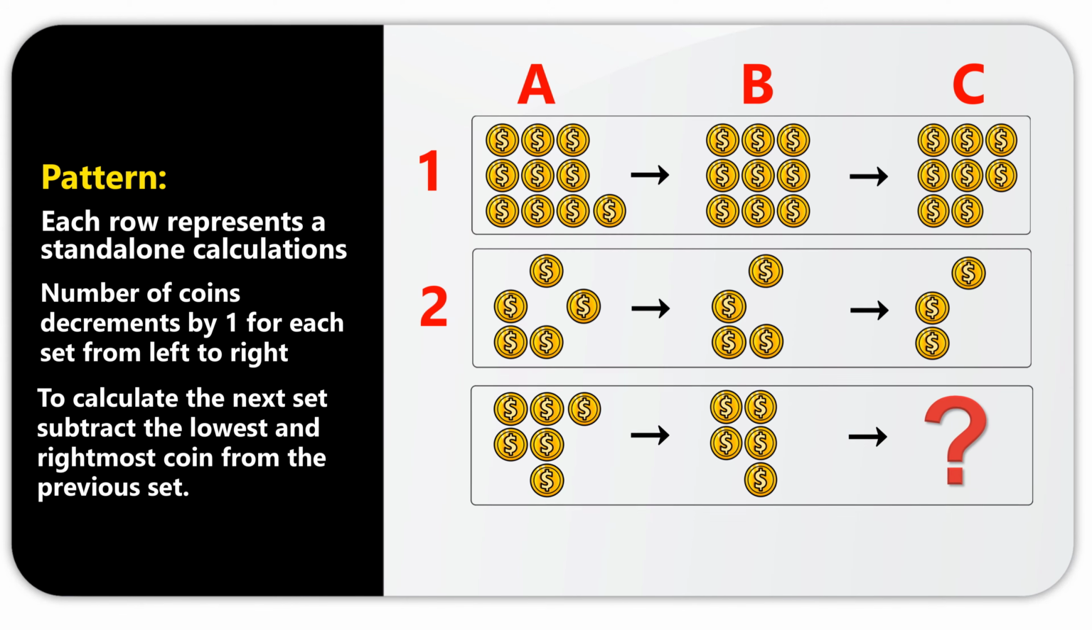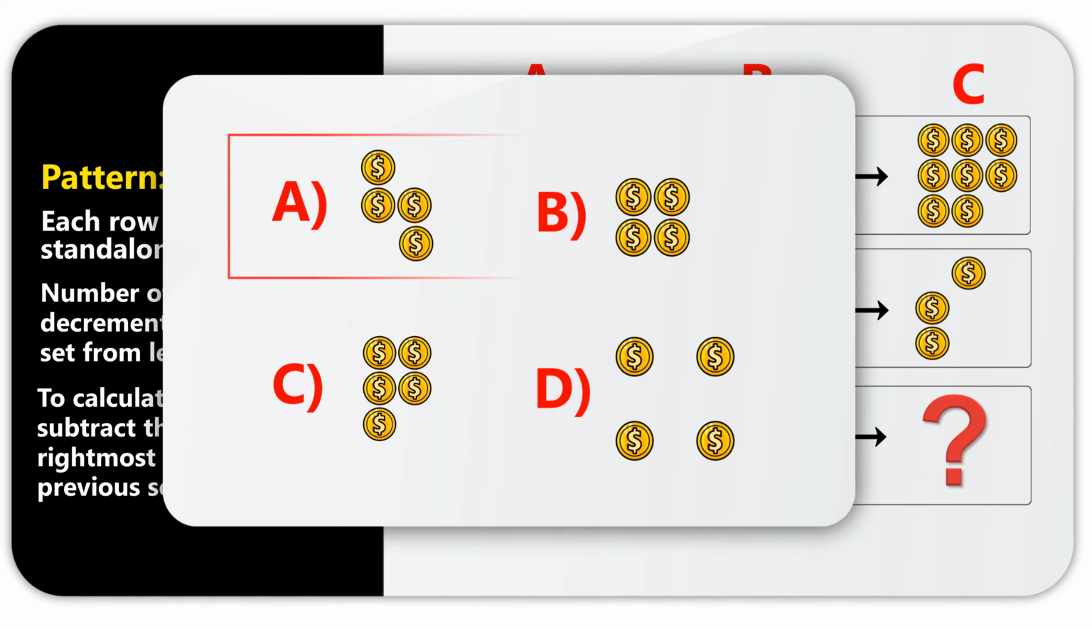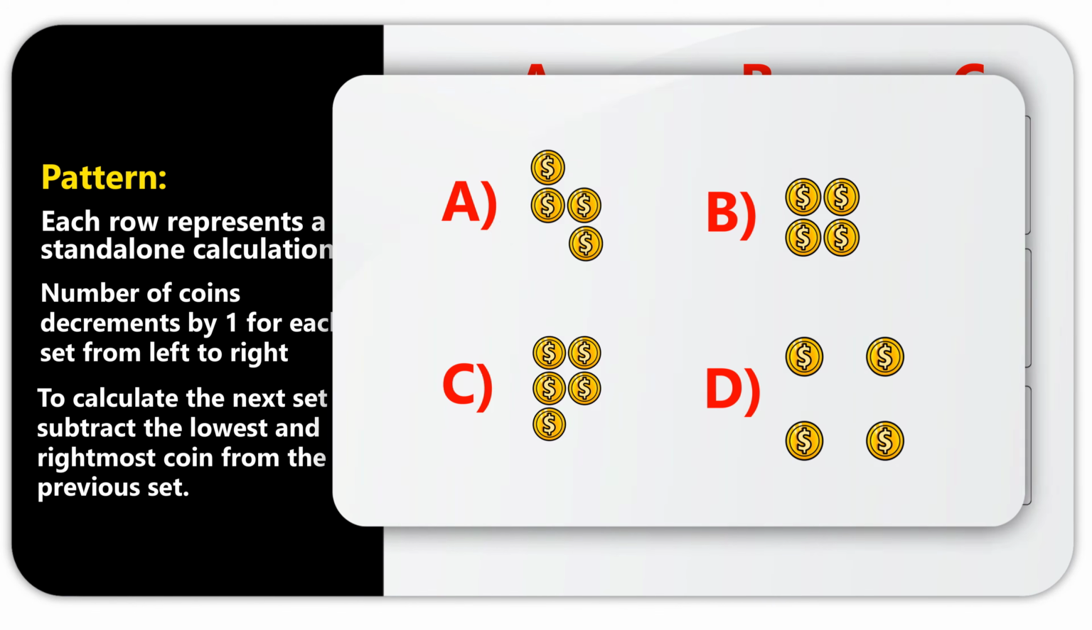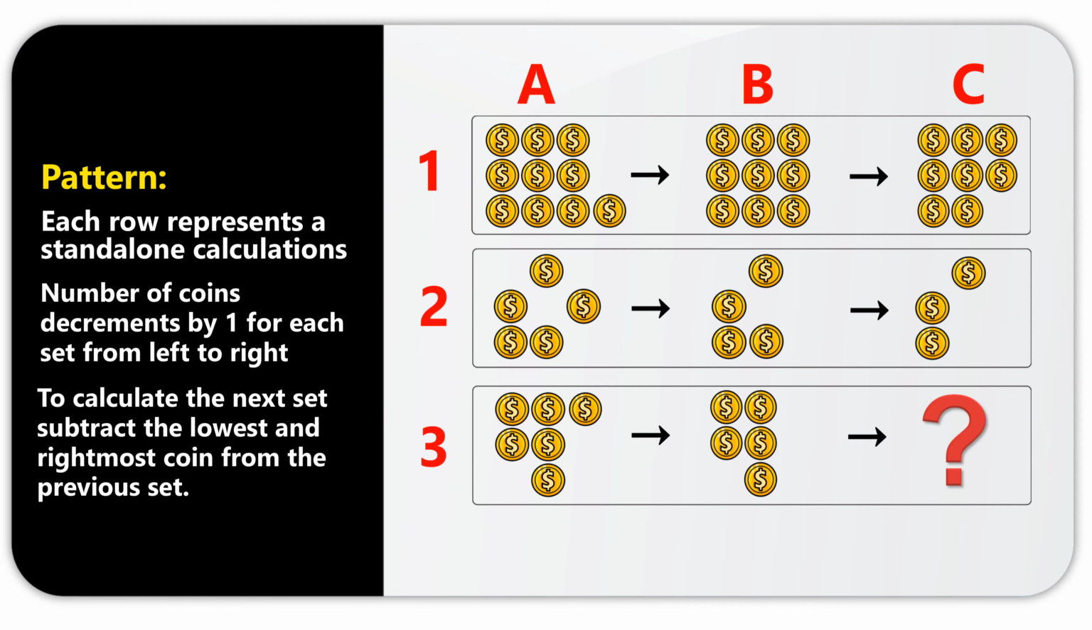As we know, the first part of the pattern is that the number of coins is decreasing. So from the first set, which has 6 coins, it goes to the second set in column B, which has 5 coins. We know that the final answer will have 4 coins. If we look at the possible answers, choices A, B, and D have 4 coins. So which one would you select? I think the right answer is choice B, because this answer is calculated by subtracting the lowest and rightmost coin from the previous set. So from my standpoint, the correct answer is choice B.